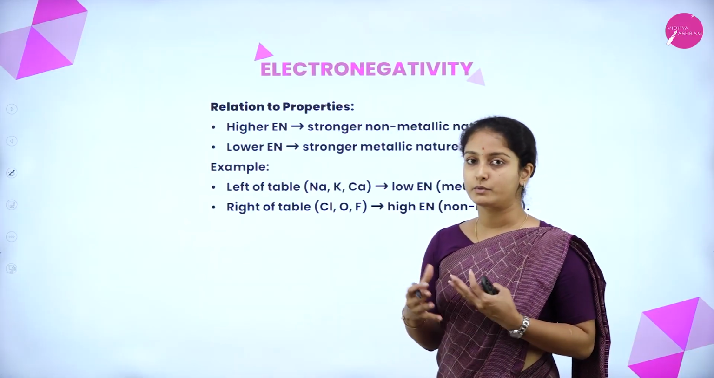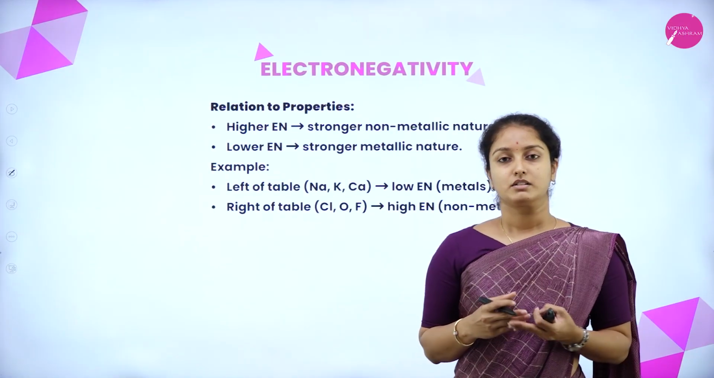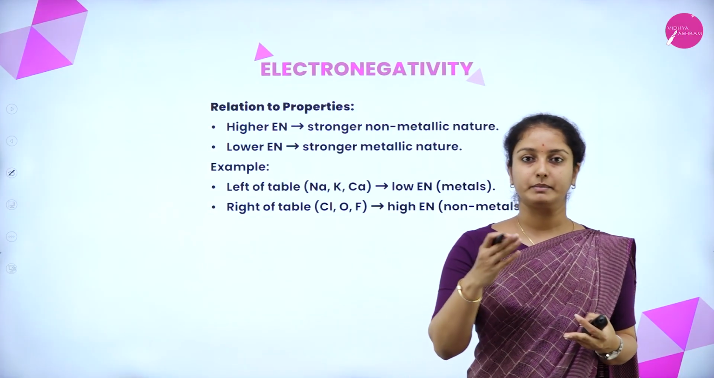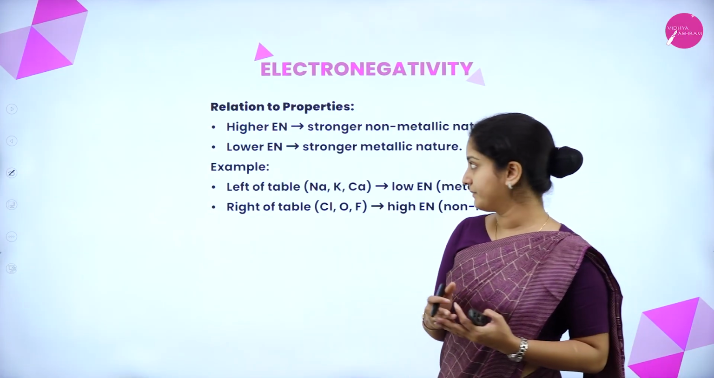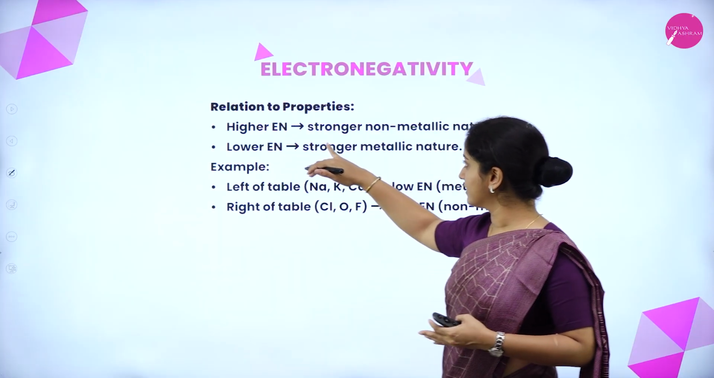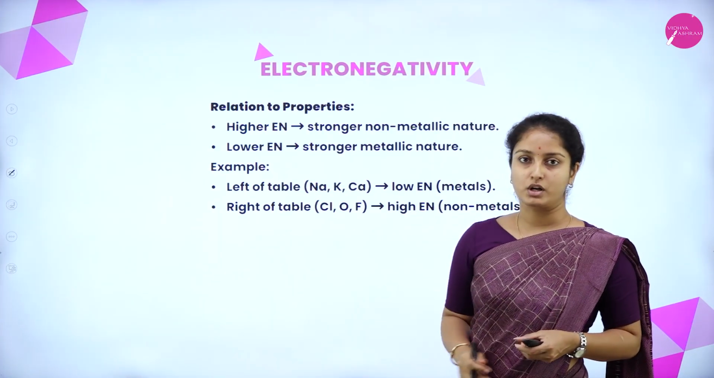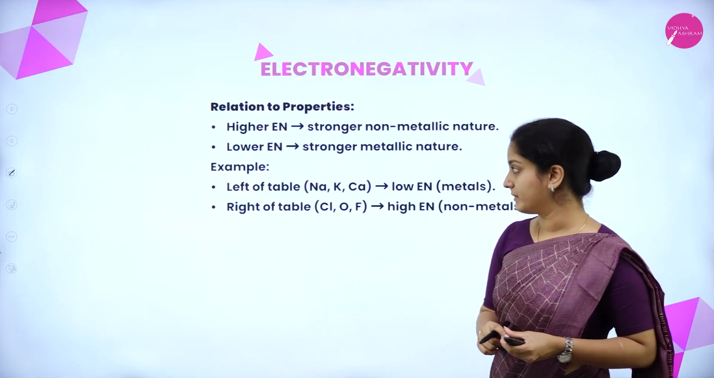So, let us see what will be the relationship between them. Now let us see how electronegativity is going to be related with metallic and non-metallic character. The higher the electronegativity, the stronger will be the non-metallic character. The lower the electronegativity, the stronger will be the metallic character of the elements.